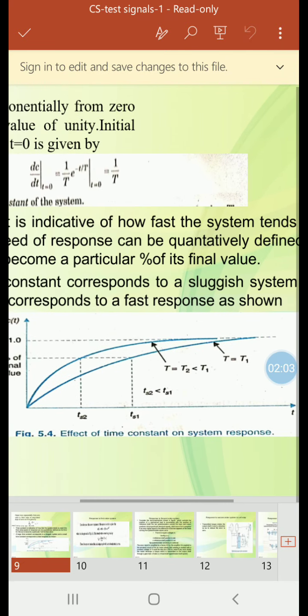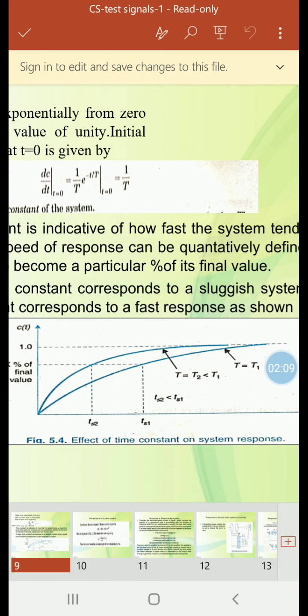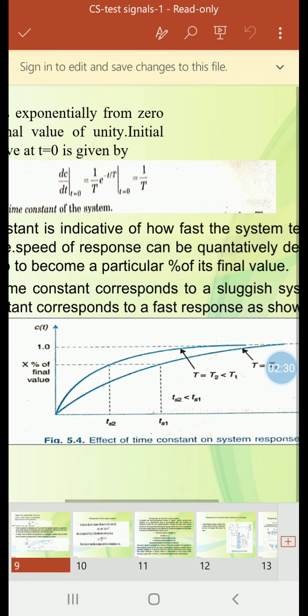You can see in this figure different time constants, T equal to T1 and T equal to T2, where T2 is less than T1. This shows the effect of time constant on system response. The final value is 1. This diagram shows that if the time constant is small, then there is a fast response. You can see from the diagram, for the two different values T2 and T1, how c(t) behaves.